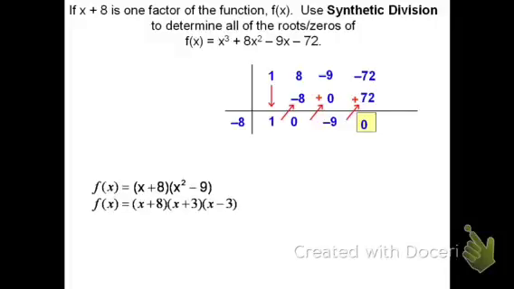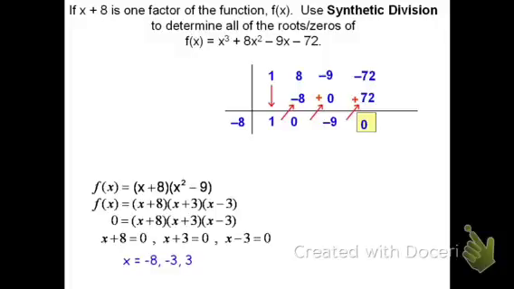However, the directions were to find the roots, or the zeros, which means now I need to solve it. Using the zero product property, I can set the equations equal to 0, which means that x plus 8 is 0, x plus 3 is 0, or x minus 3 is 0, and the roots are -8, -3, and +3.